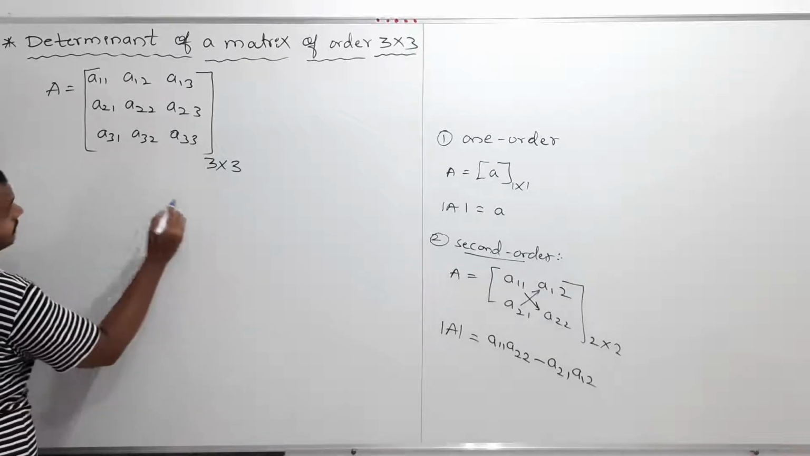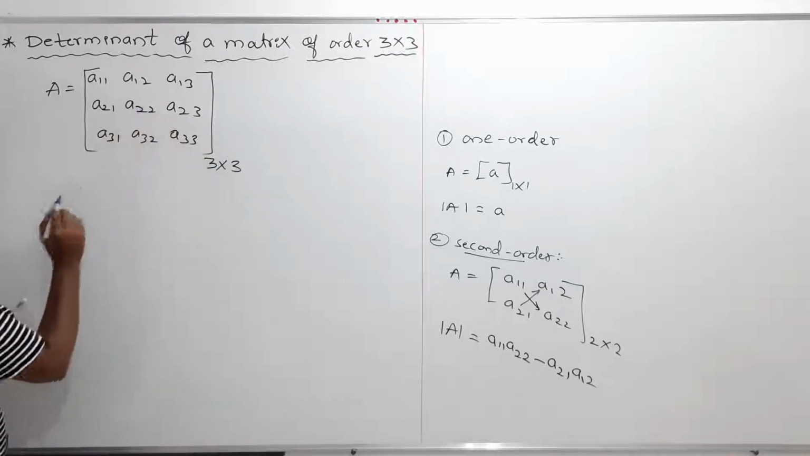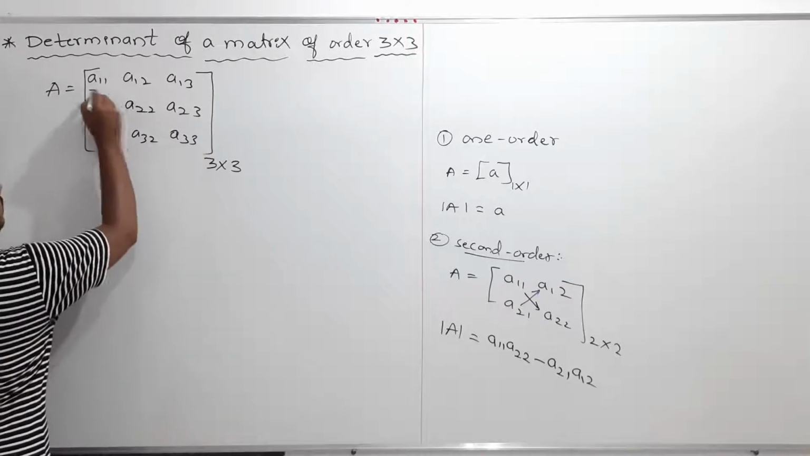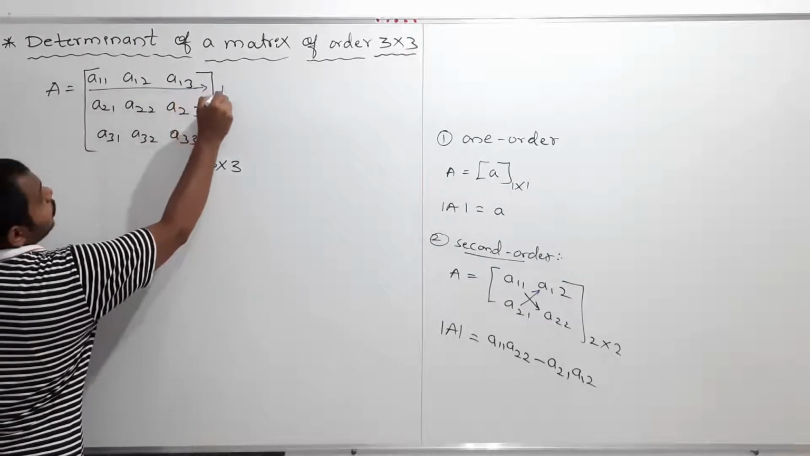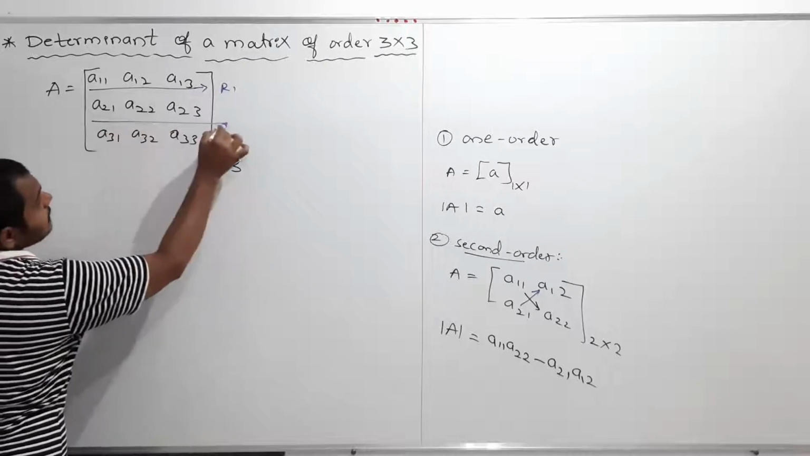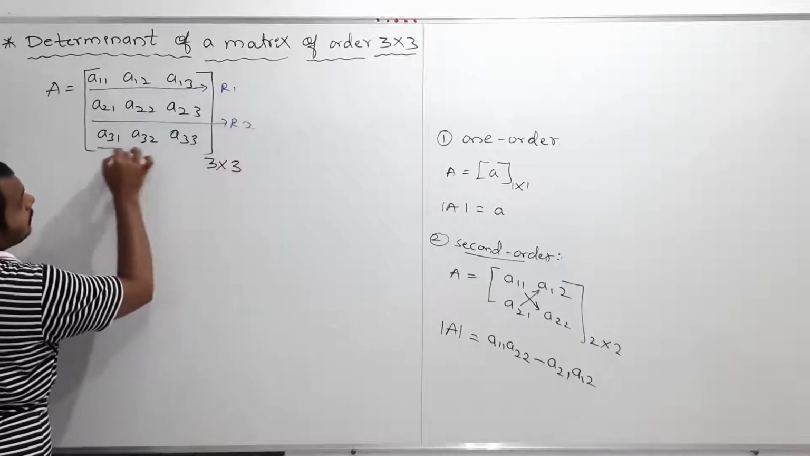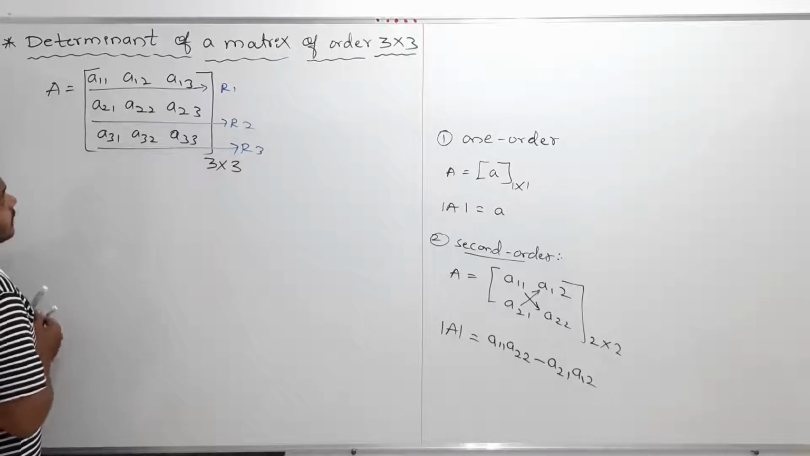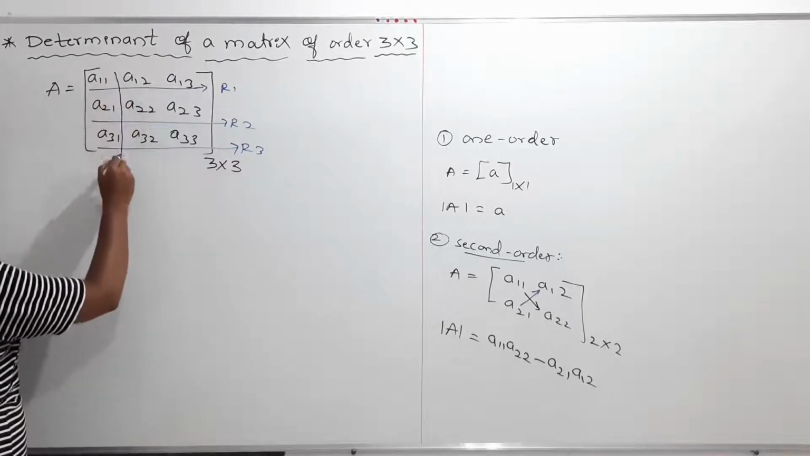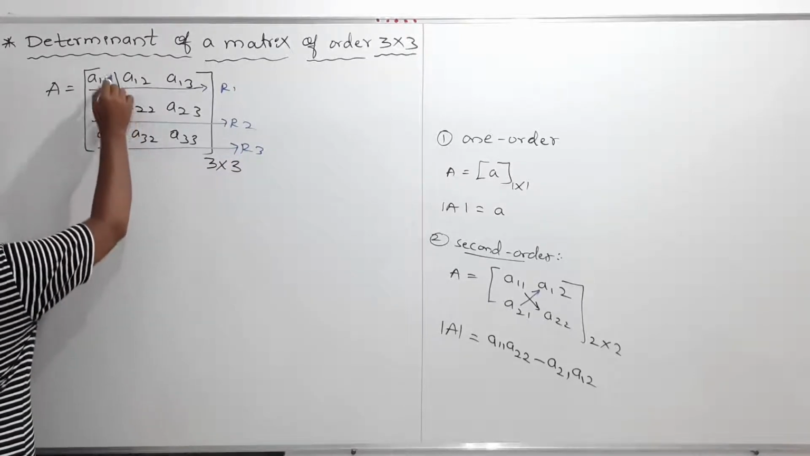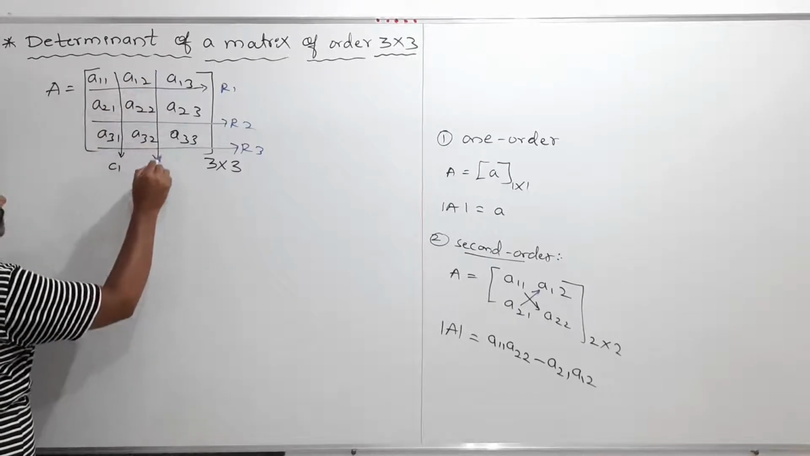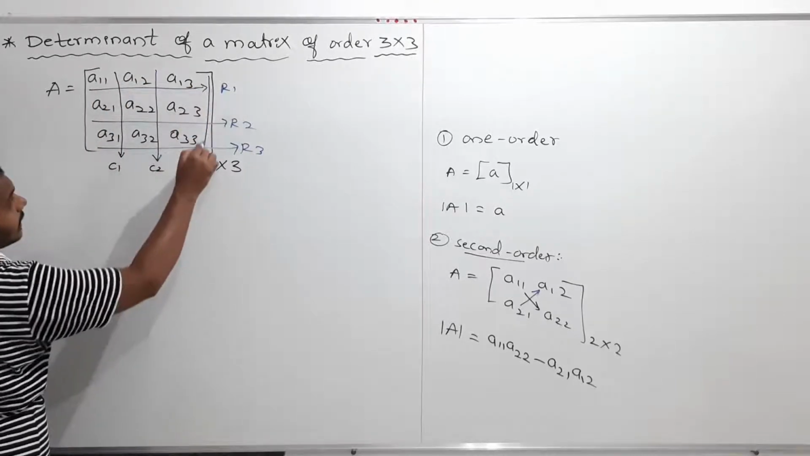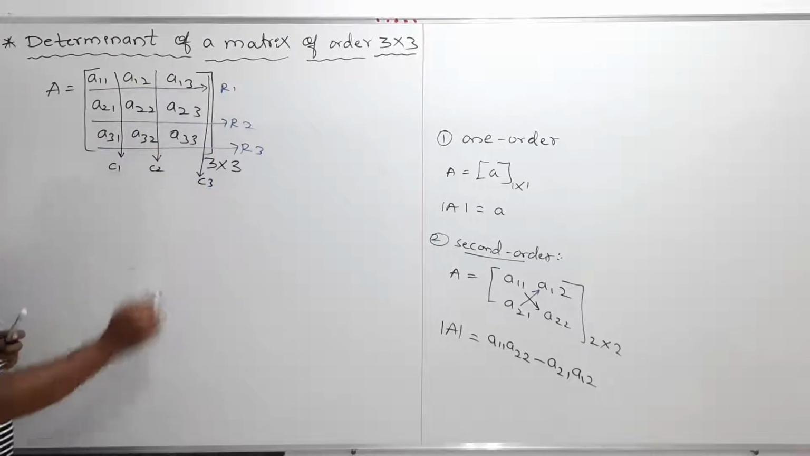So here, my difference: either you can calculate row-wise, row 1, this I can call row 2, this I can call row 3, clear. And next, this I can call column 1, this I can call column 2, this I can call column 3.